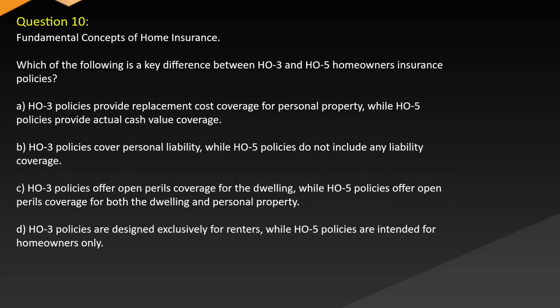Question 10. Fundamental concepts of home insurance. Which of the following is a key difference between HO3 and HO5 homeowners insurance policies? A. HO3 policies provide replacement cost coverage for personal property, while HO5 policies provide actual cash value coverage. B. HO3 policies cover personal liability, while HO5 policies do not include any liability coverage. C. HO3 policies offer open perils coverage for the dwelling, while HO5 policies offer open perils coverage for both the dwelling and personal property. D. HO3 policies are designed exclusively for renters, while HO5 policies are intended for homeowners only.